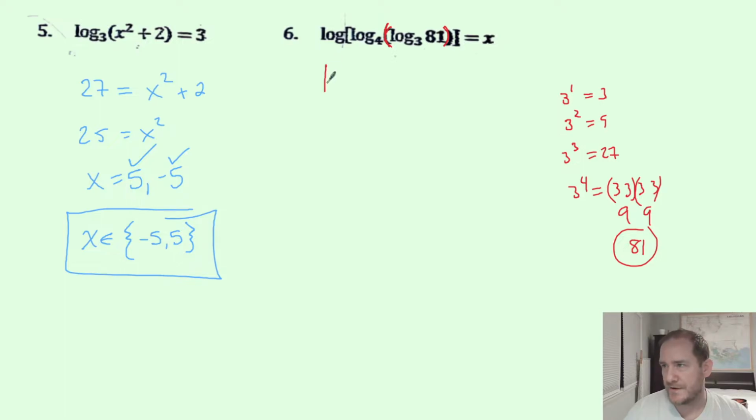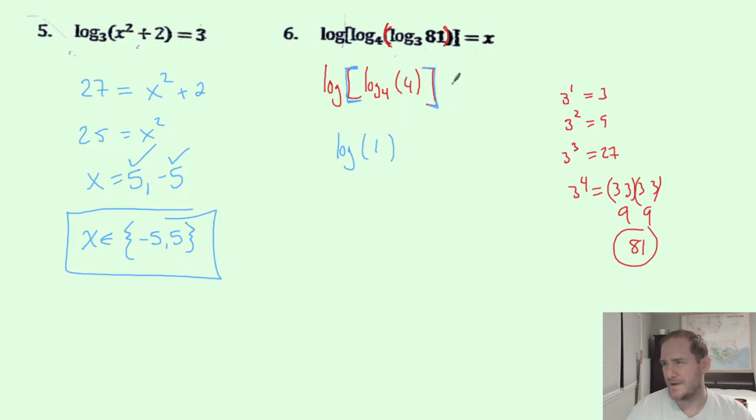So that means you're looking at log base 4 of 4. Now if you're working your way from the inside out, then you're doing log base 4 of 4, which of course is just 1. So you now have log of 1.